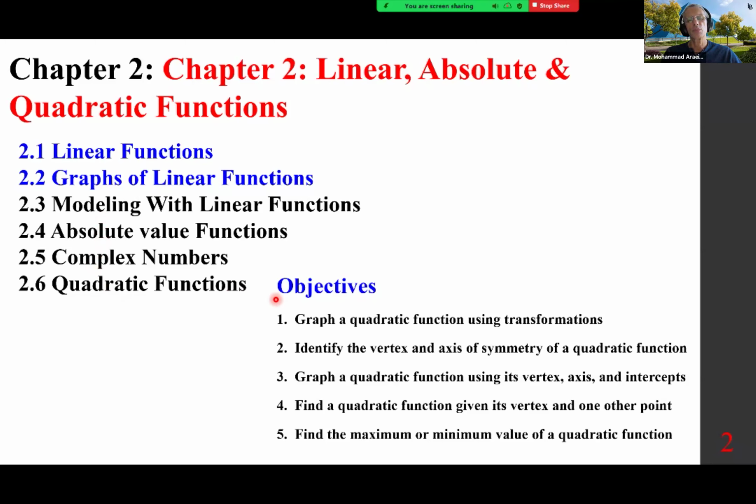The objective is to graph a quadratic function using transformations, identify the vertex and axis of symmetry of a quadratic function, graph a quadratic function using its vertex, axis, and intercepts, find a quadratic function given its vertex and one other point, and find the maximum or minimum value of a quadratic function.